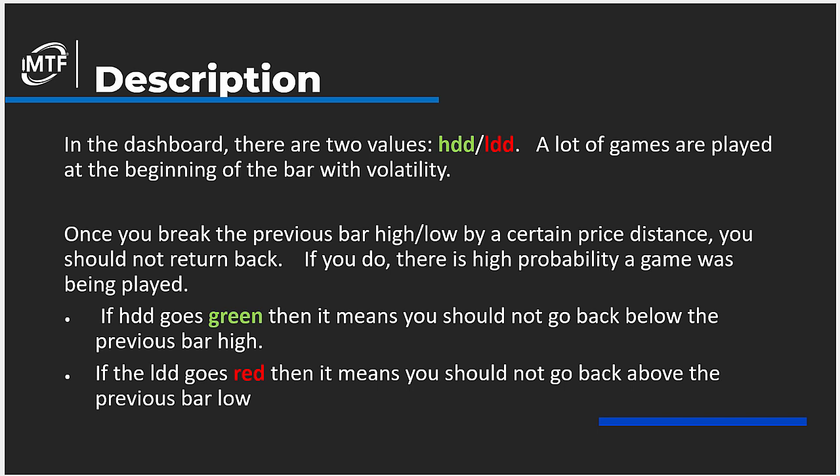Let's go through some and break this down. If the HDD value goes from a black font to a green font, then it means you should not go back below the previous bar high. If the LDD goes from a black font to a red font, then it should not go back above the previous bar low value at all. So if you have the HDD green or the LDD red, you should not return back to the previous bar high or low. If you do, it means there's a high probability that games are being played and price can reverse on you very fast.